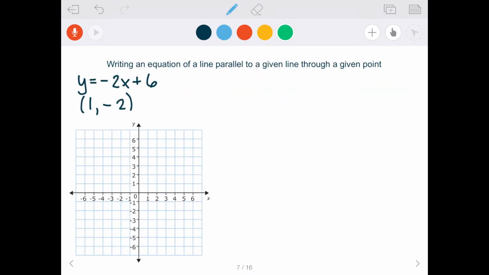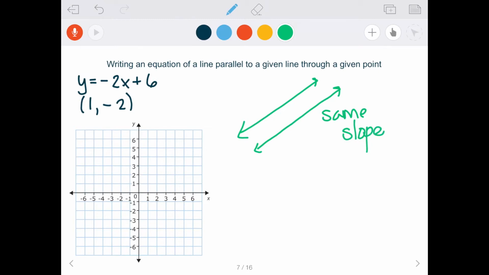Moving on, we had to be able to write equations of lines that were parallel or perpendicular to a given line through a given point. So this requires that you remember something about slope and parallel and perpendicular lines. Remember that parallel lines are lines that never touch. If they never touch, that means they have to have the same angle, and if they have the same angle, that means they have the same slope.